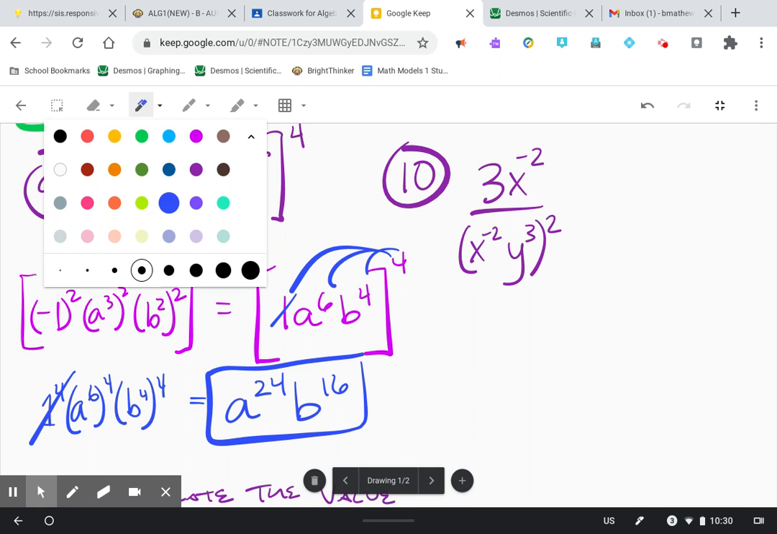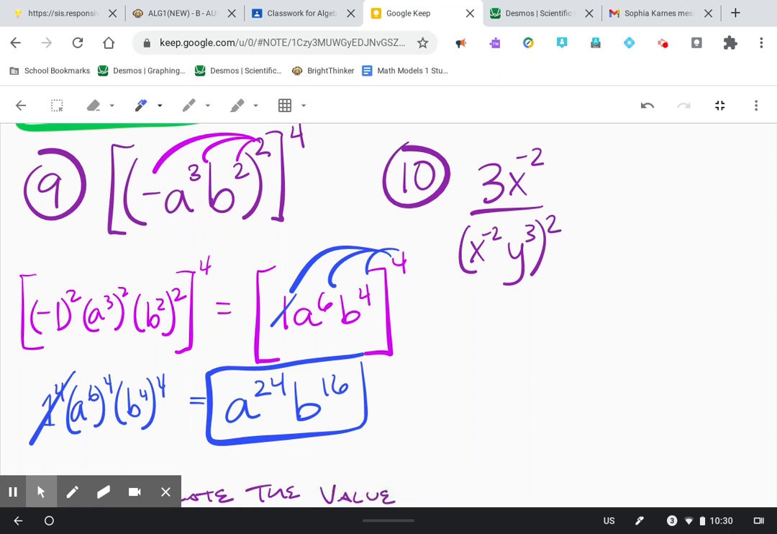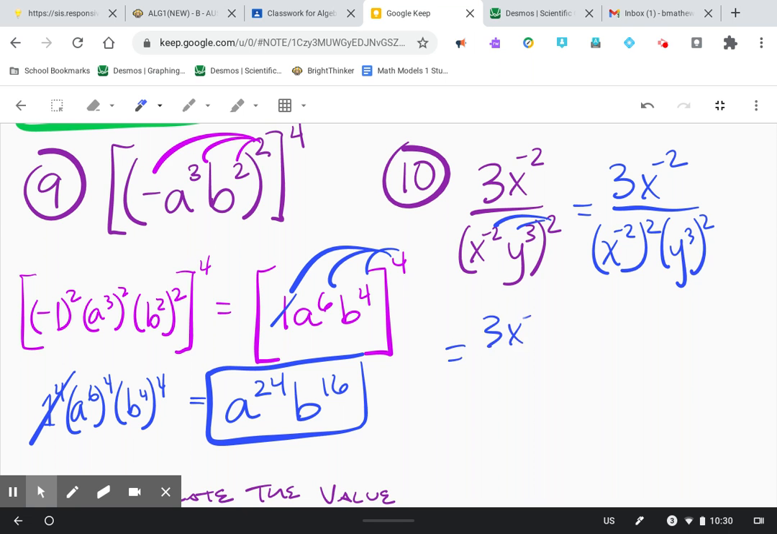Number 10, just again, more of the same kind of stuff happening here. We ended up with some negatives though, but we'll deal with that as we get closer to the end of the problem. We have 3x to the negative 2. Down here, this 2 is going to get distributed. So we're going to have x to the negative 2 squared and y to the 3rd squared. The 3x to the negative 2 is going to stay. X to the negative 2 times 2 is x to the negative 4th. Y to the 3rd to the 2nd is y to the 6th.